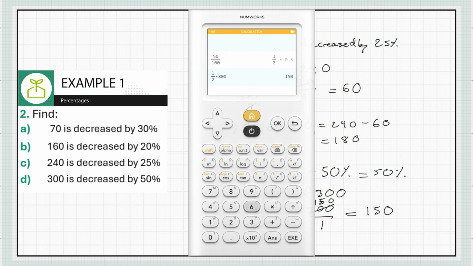Again, we can also do 240 decreased by 25%. So again, we have to do essentially what calculation we want, what percentage we want. So we want 75%. So we'll do 75 divided by 100, and we'll hit execute, we'll get our decimal, 0.75, we'll multiply by 240, and it will give us our answer.